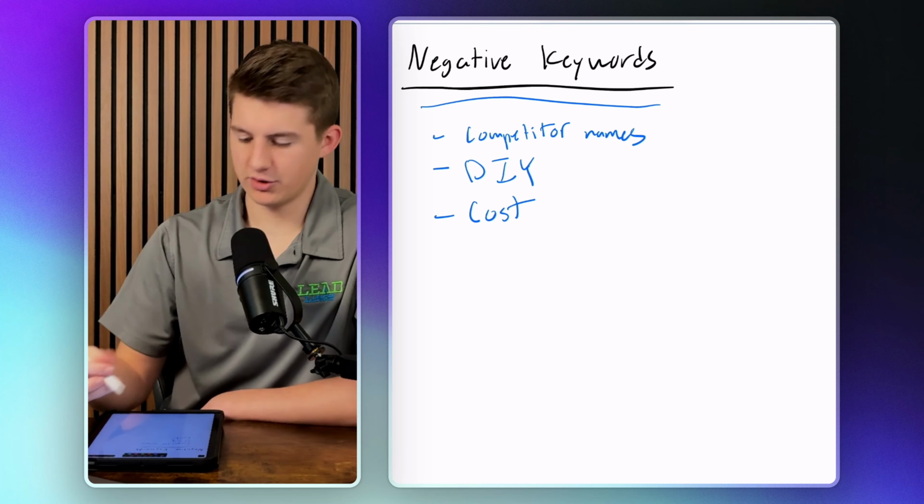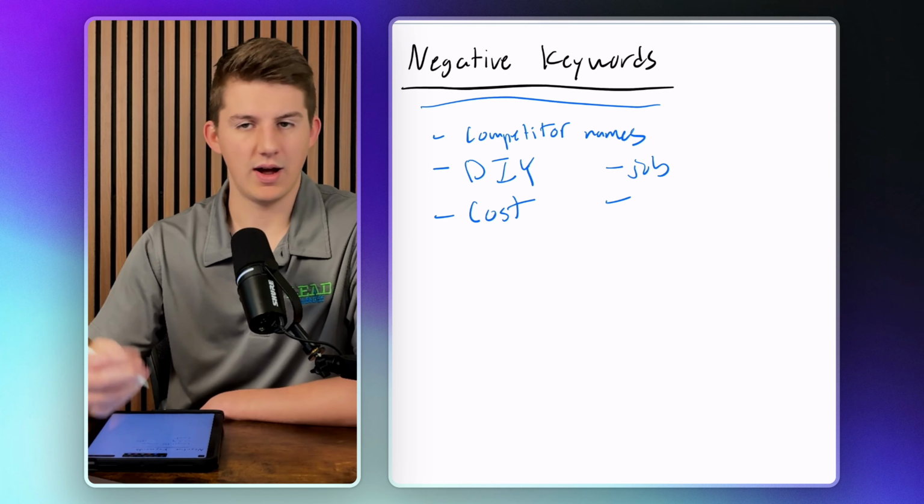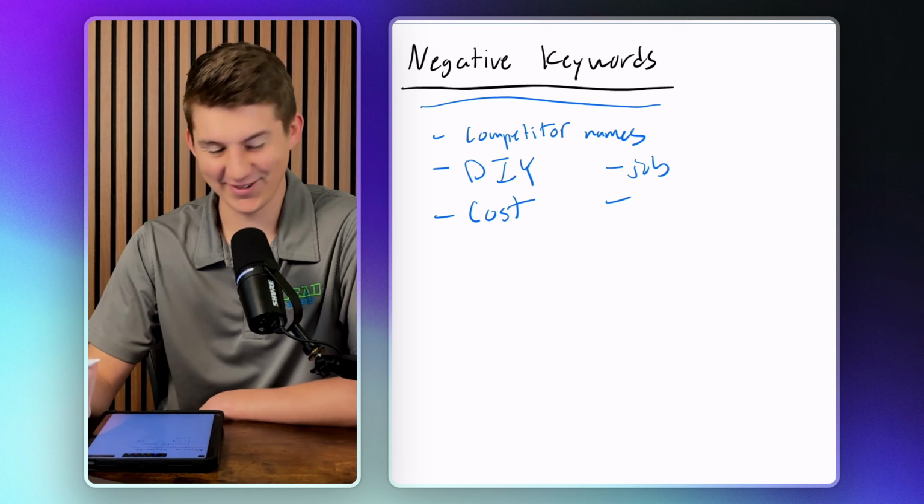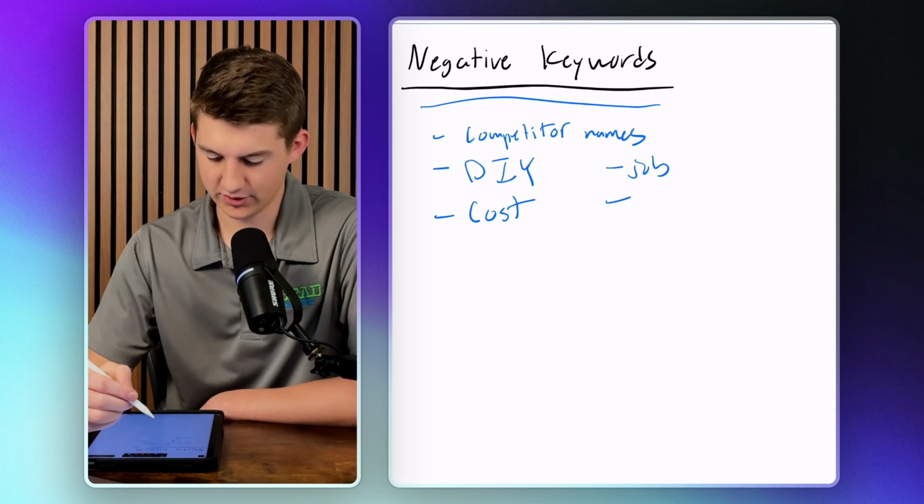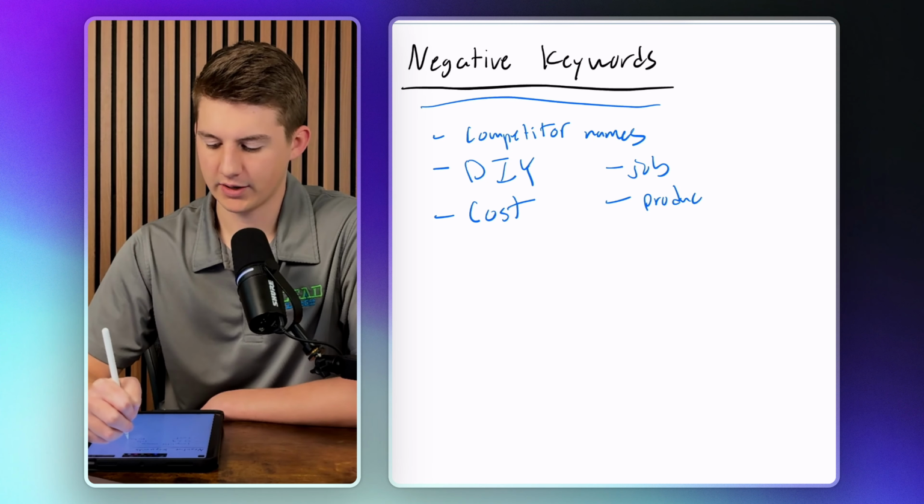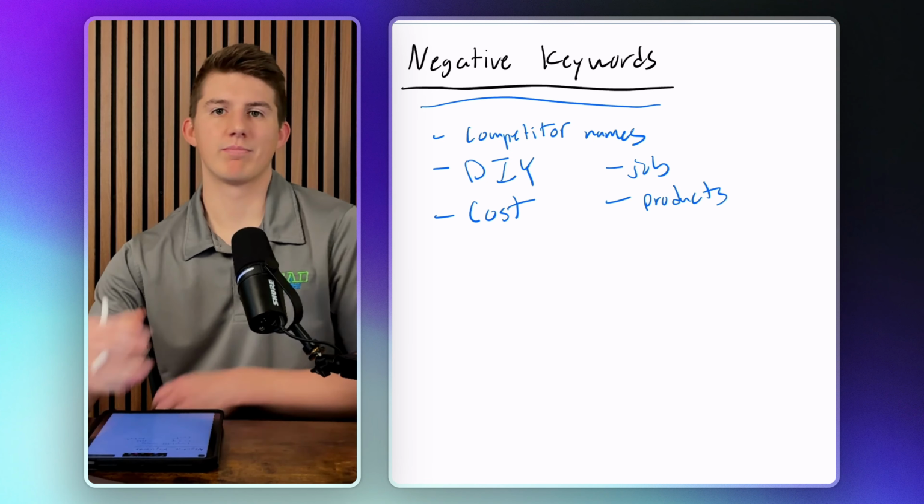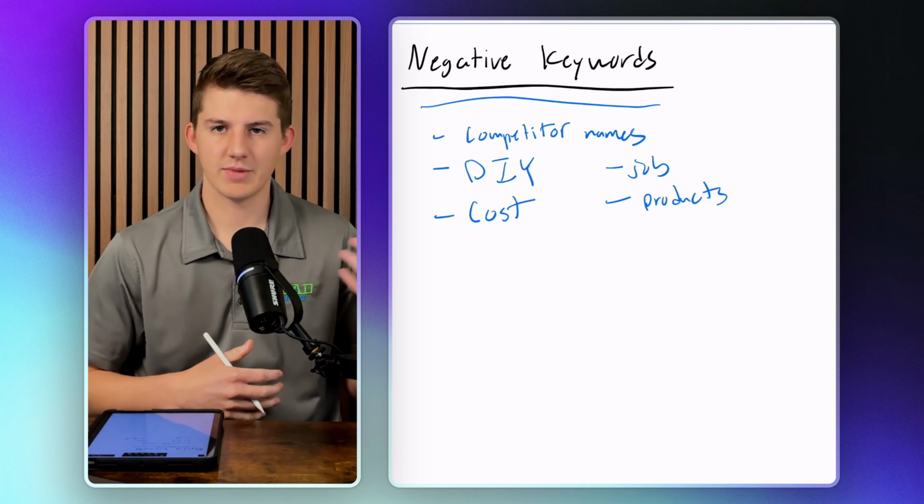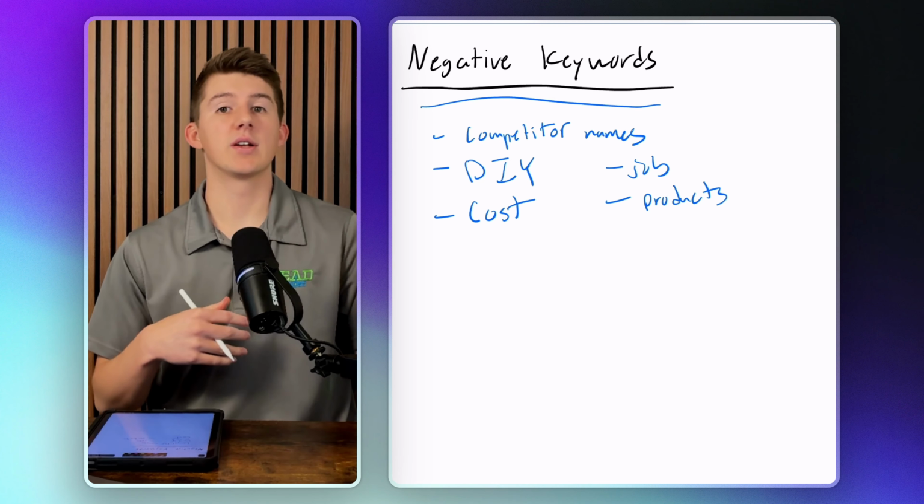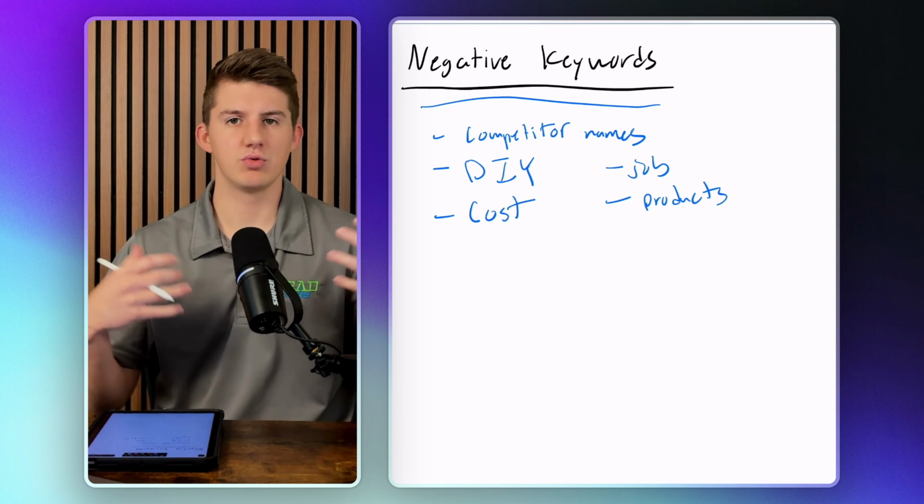And there's some other ones in here too, like job opportunities. Obviously not unless we're hiring. I guess that would make sense. What's the other big one? There's another big one. Products. That's what it is. Products. If you're a roofer and somebody's looking for products, that means they're like a wholesaler or something like that. You want to stay away from that. You're trying to sell the service, not the products that are used in your service.